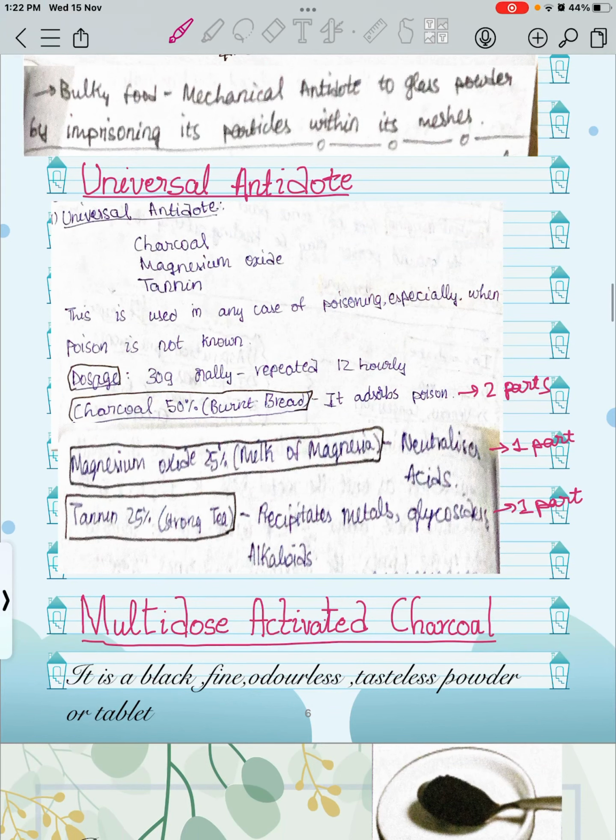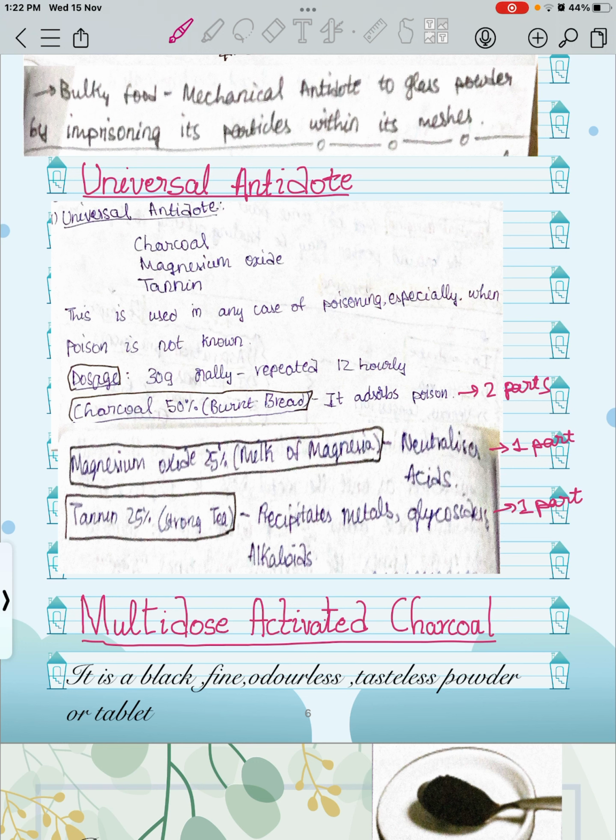And now let us discuss universal antidote. When you don't know what poison the patient took, you can give universal antidote, which is useful in any case of poisoning. The composition of universal antidote includes 3 ingredients. They are charcoal, magnesium oxide, and tannin. Dosage: 30 grams orally, repeated 12 hourly.